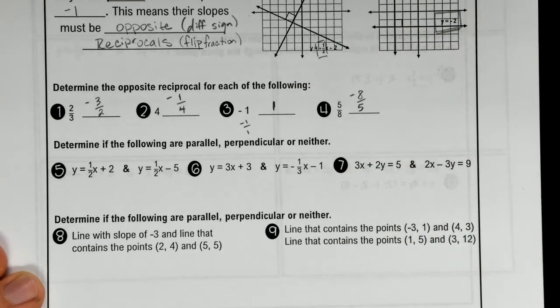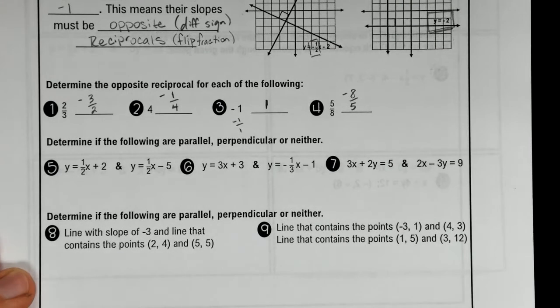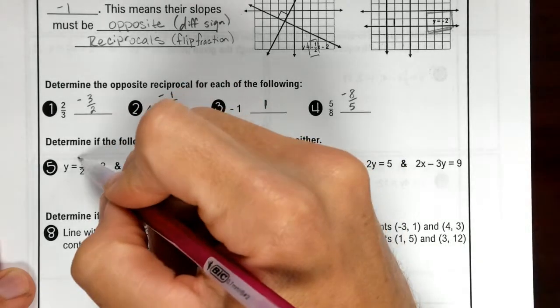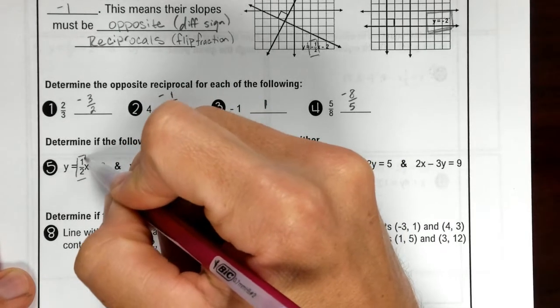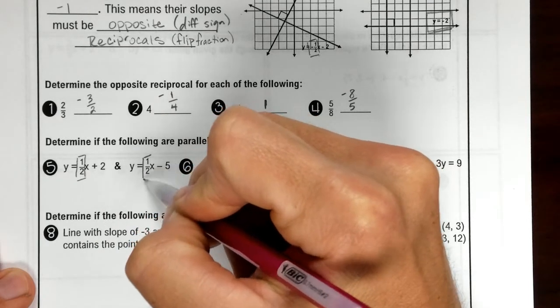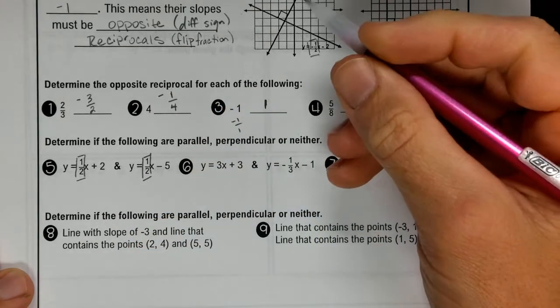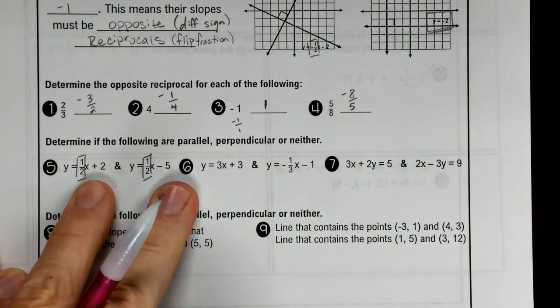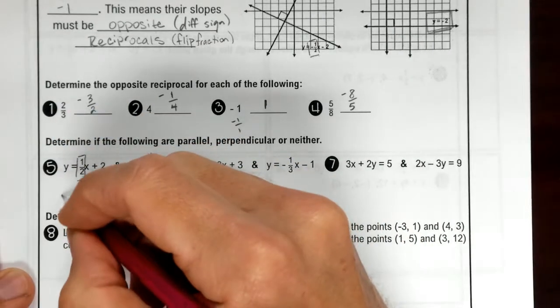Number 5, 6, and 7 says determine if the following are parallel, perpendicular, or neither. Again, all I care about is the slope, guys. If there's the same slope, then I look to see, is it a different y-intercept? I'm looking at number 5. I've got a slope, m, which is the number in front of the x, of 1/2, and I've got a slope of 1/2. Those are the same, so right now those are parallel lines. Then you look to your y-intercept. If it has a different y-intercept, then we're good. Parallel, number 5.